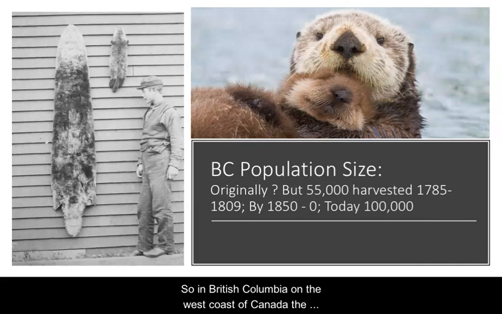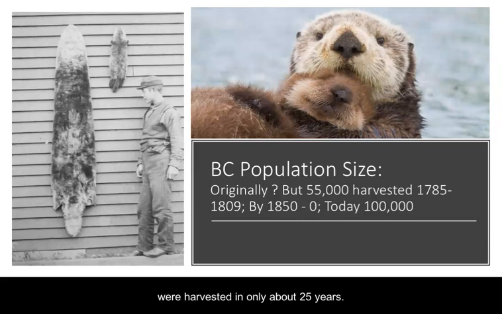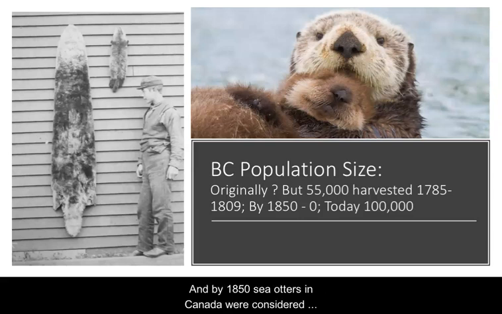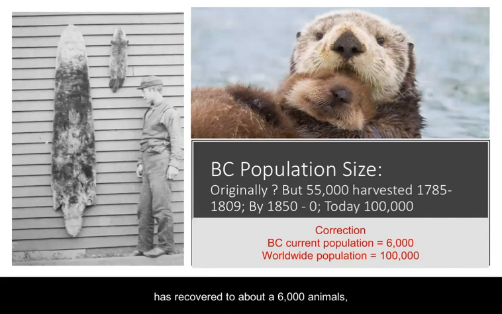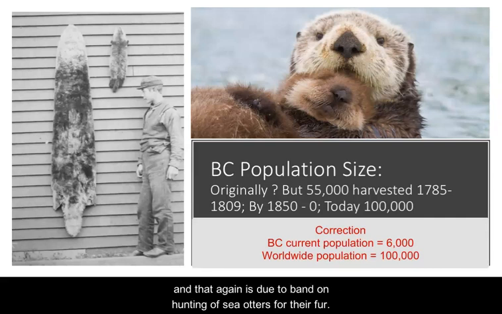In British Columbia, on the west coast of Canada, the original numbers of sea otters before they went extinct are basically unknown, but we do know that 55,000 were harvested in only about 25 years. And by 1850, sea otters in Canada were considered commercially extinct. But today the BC population has recovered to about 100,000 animals, and that's again due to bans on hunting of sea otters for their fur.